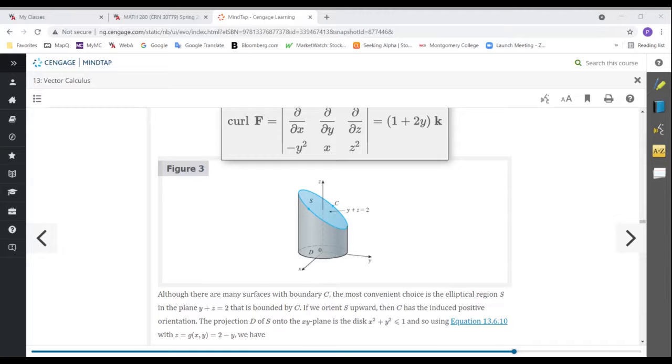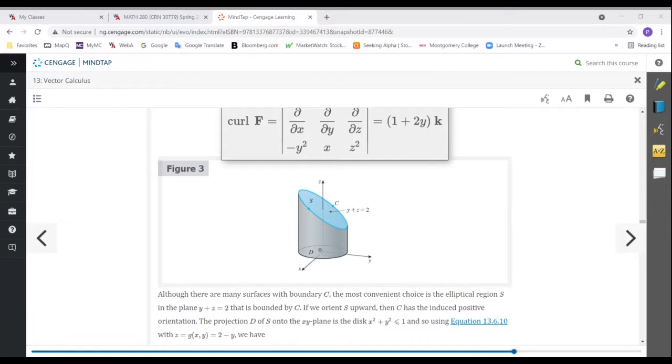Okay, so in this case, the surface S can be written as a function of x and y. I'm going to show you how to do this problem one way, and then try to show you another way later on. But let's do it the way the book does it for now.